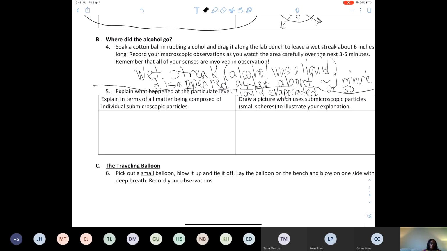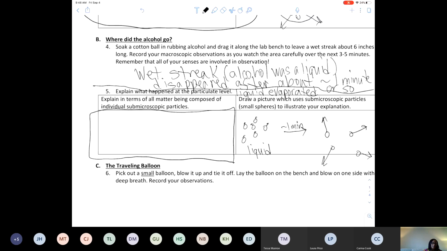And so in your picture, you started out with a liquid with particles close together, but not touching, and very small, negligible amounts of kinetic energy. And then after about 1 minute, it turned into a gas with the particles spread out far apart from each other, and now with lots of kinetic energy. And so again, based on the picture, put what the picture is saying into words.